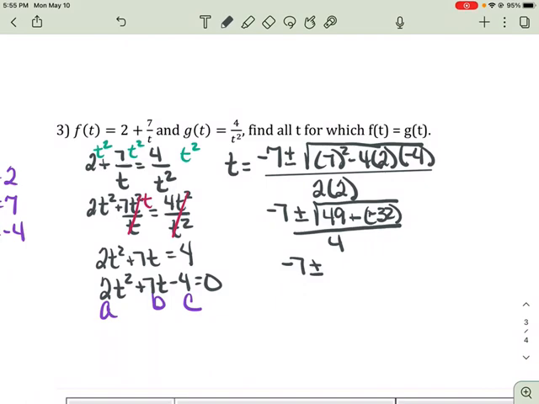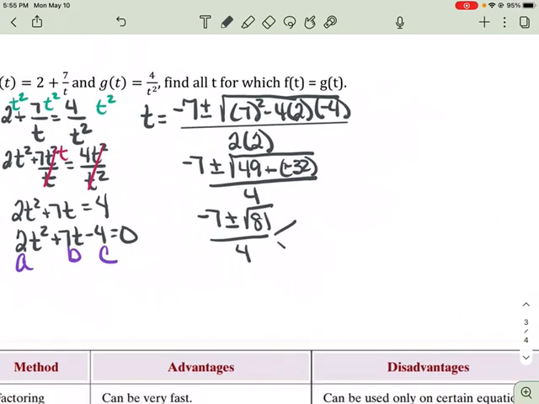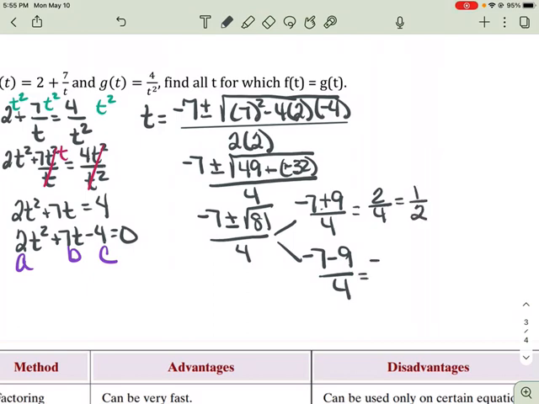I got 81. Oh, that's nice. I like when they come out nice numbers. All right, so we can do this. Negative 7 plus 9 all over 4. Negative 7 minus 9 all over 4. So this is going to be 2 over 4, which is 1/2. And this is going to be negative 16 over 4, which is negative 4.